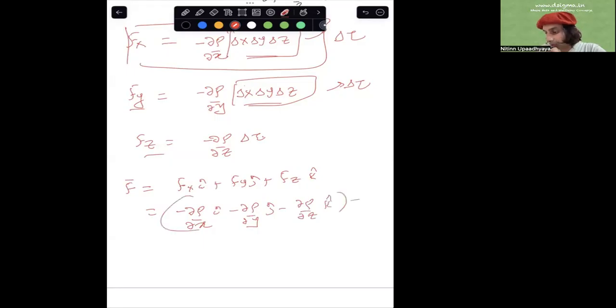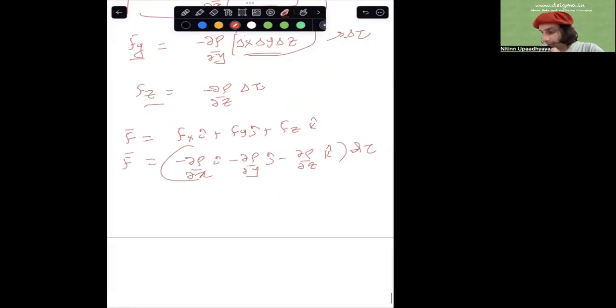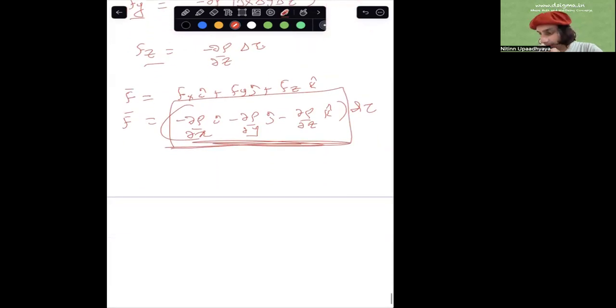And the volume element is just a common factor. That's the total force acting on this fluid element. Now, if you remember the discussion on gradients, you'll notice that this thing that we've just figured out in the square brackets is nothing but the negative of the gradient of the pressure field. Pressure is a function of x, y, z. So this is a negative of that gradient times the volume of this element.